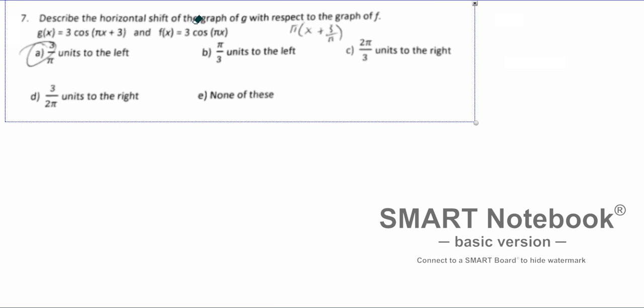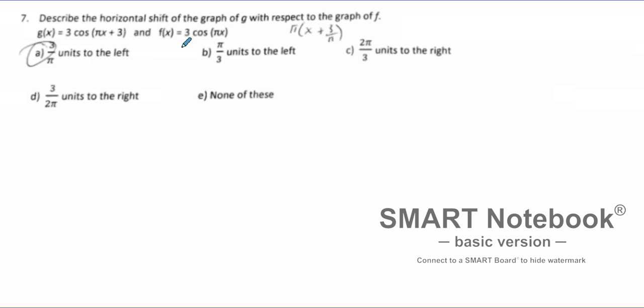It says describe the horizontal shift of the graph of G with respect to the graph of F. So we want to describe how we are shifting this. Where is it shifting to? Going from the graph of F to the graph of G, how much is it moving? Well, we want to find our C value. Our C value in this case is 3.